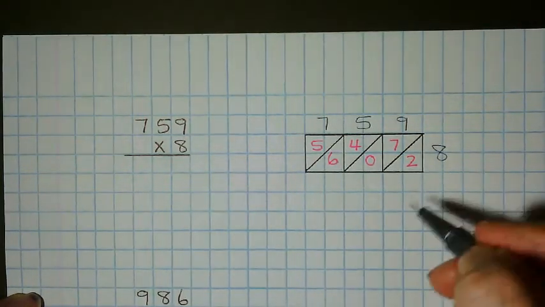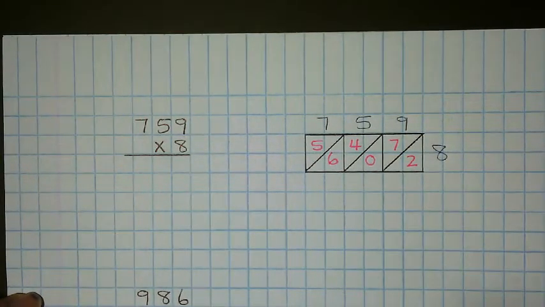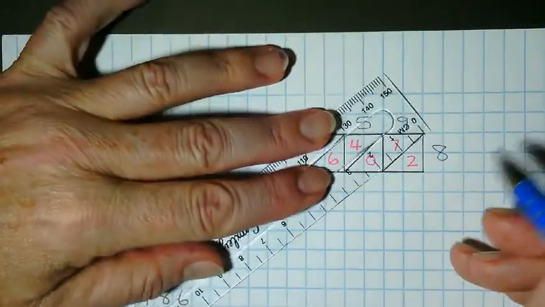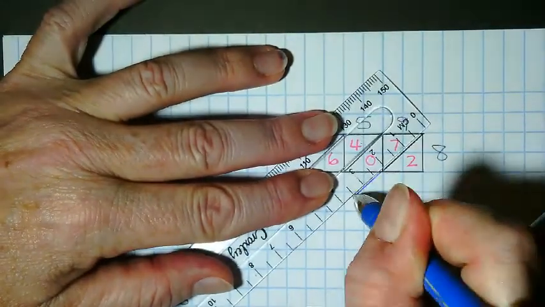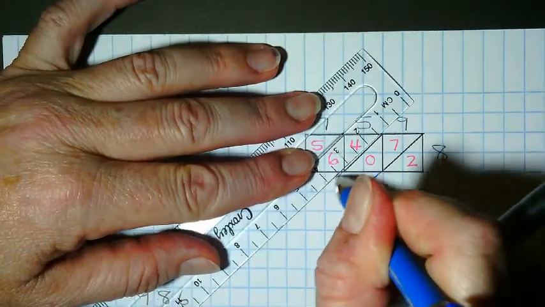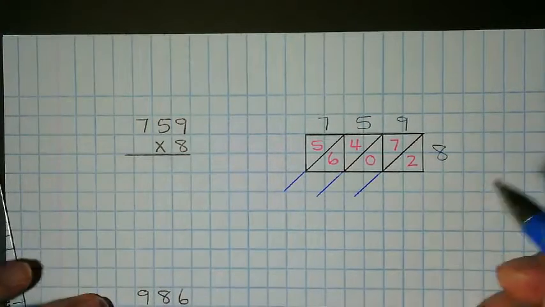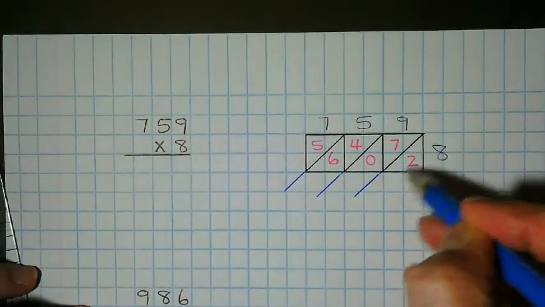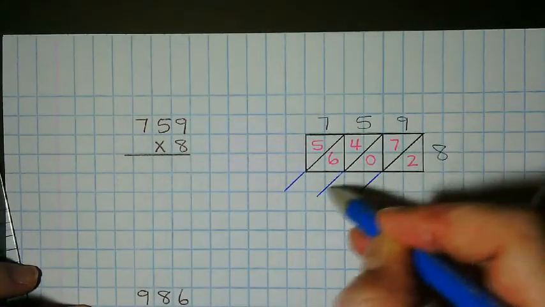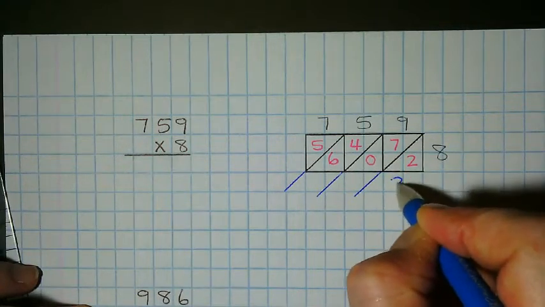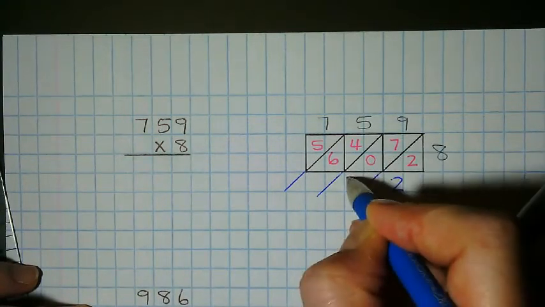Now we're going to do exactly the same. We're going to make the diagonals look longer or extend them. And then we're going to do exactly the same that we did. We're going to add the diagonals, everything that's in the same two diagonal lines. 2 is going to be alone. 7 plus 0 is going to be 7.